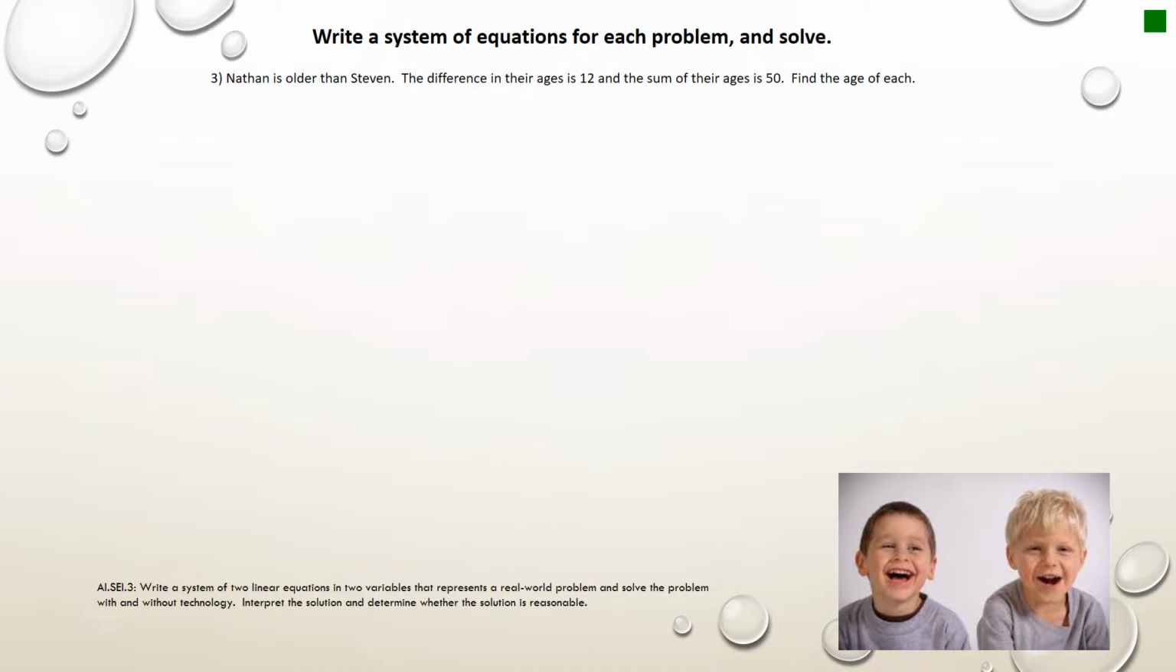All right, Nathan is older than Stephen. Their ages difference in 12 years. I don't think that's really Nathan and Stephen. The sum of their ages is 50. Find the age of each. So N is going to equal Nathan's age. Why did we use S? Let's make it a curly S is going to equal Stephen's age.